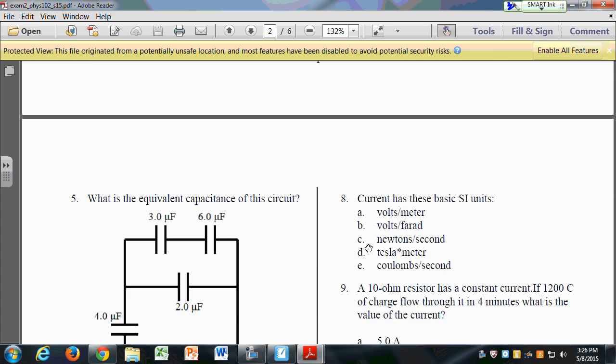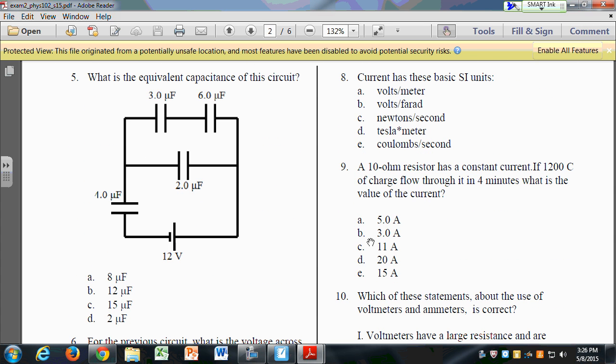So what is the equivalent capacitance of this circuit? Not complicated at all, right? Here we have a 3 and a 6, which is 2, because they're in series, so it's 1 over 3 plus 1 over 6. A 2 and a 2 is 4, because you add them when they're in parallel. And then a 4 and a 4 is 2: 1 over a quarter plus a quarter is 1 over a half, which is 2. So my answer here is 2.